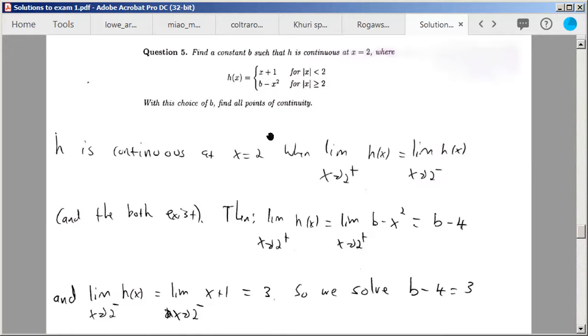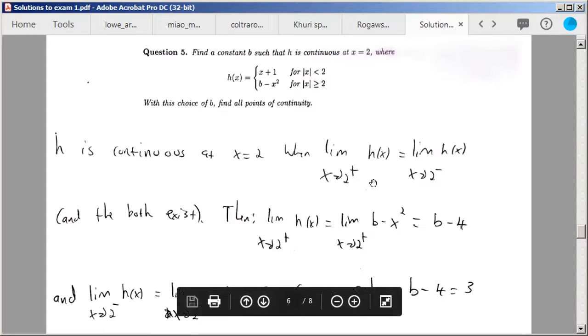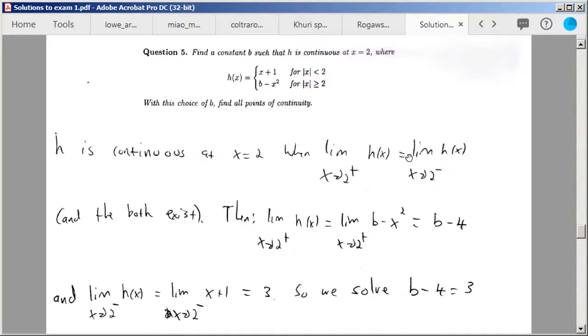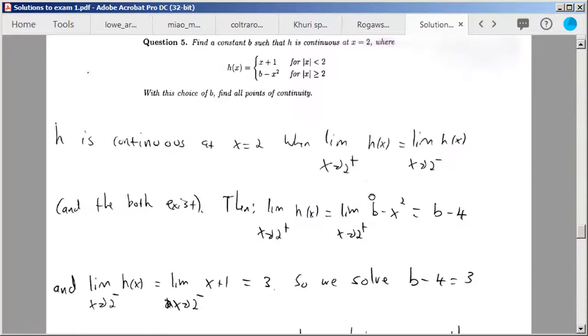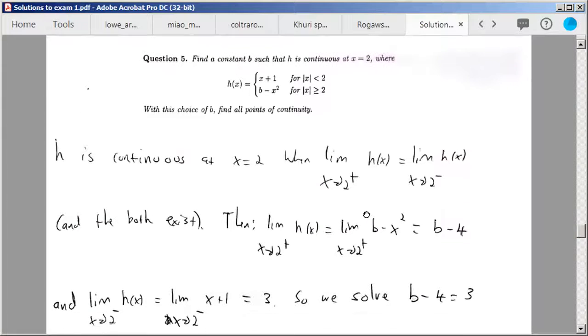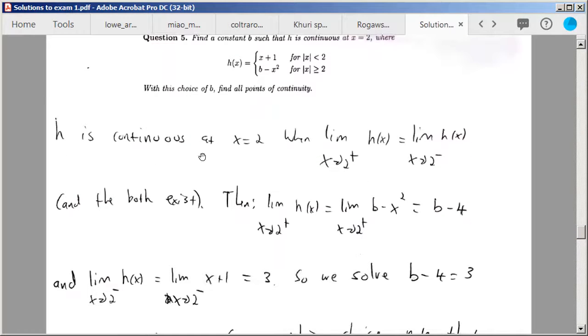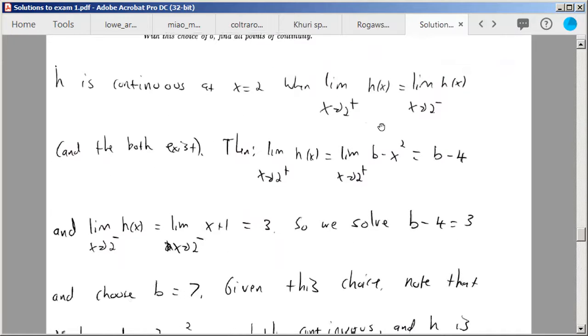But in this case, you've got different formulas depending on whether x is bigger than 2 or less than 2. So you'll need to take left and right hand limits, compare what you get, and choose a number b to make the two limits equal. So if h is continuous at x equals 2, then the left and right hand limits will have to be the same. And of course, both need to exist.